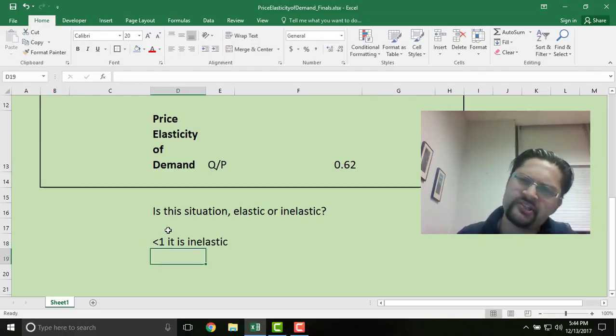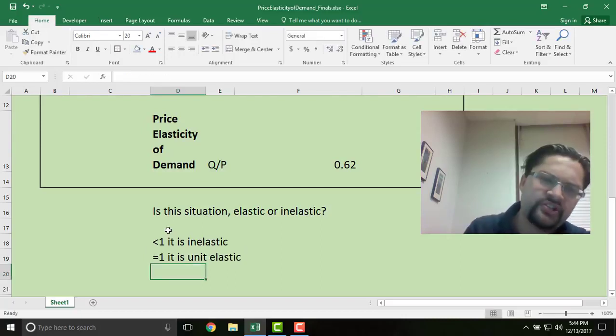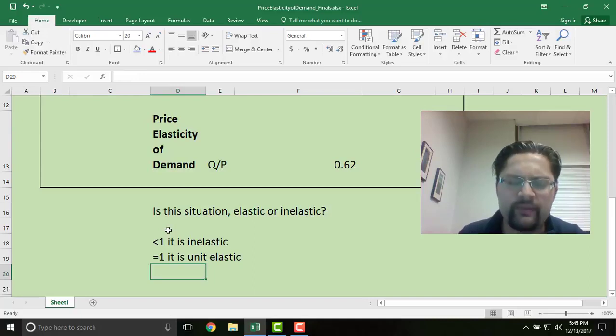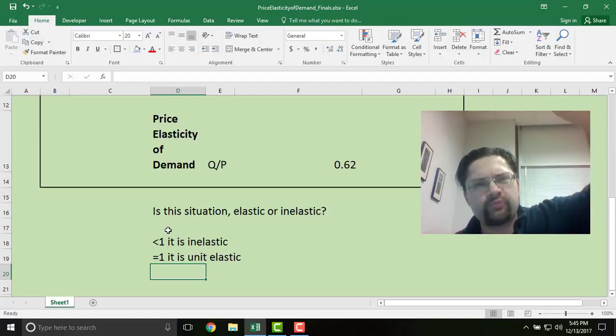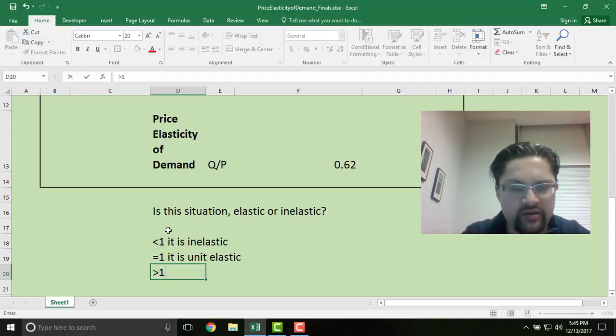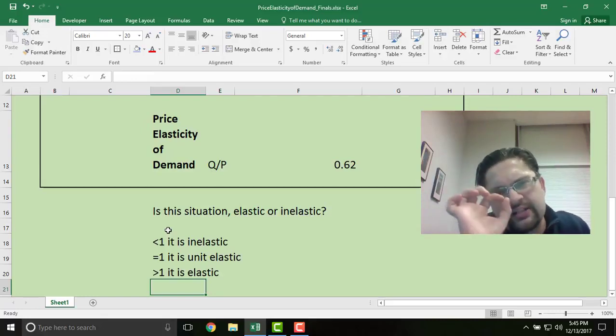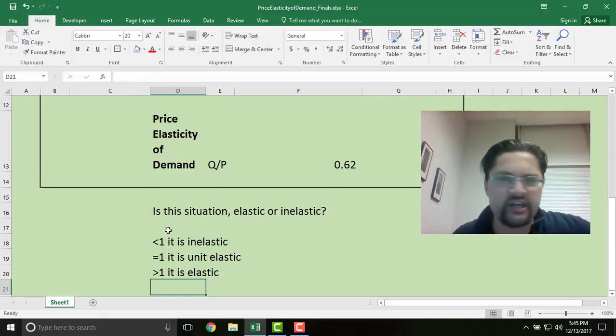It means there's not much sensitivity, right? If it equals 1, and Excel is not going to like me here, then it is unit elastic, which means for every change, there's an equal change. If I were to get 0.22 over 0.22, that would equal 1. So that means for every increase in price, there's an equal change in quantity. Okay? And then greater than 1 is elastic. So it is elastic. That means there's a lot of stretch. I raise my price by a little bit, I get a big change in demand.